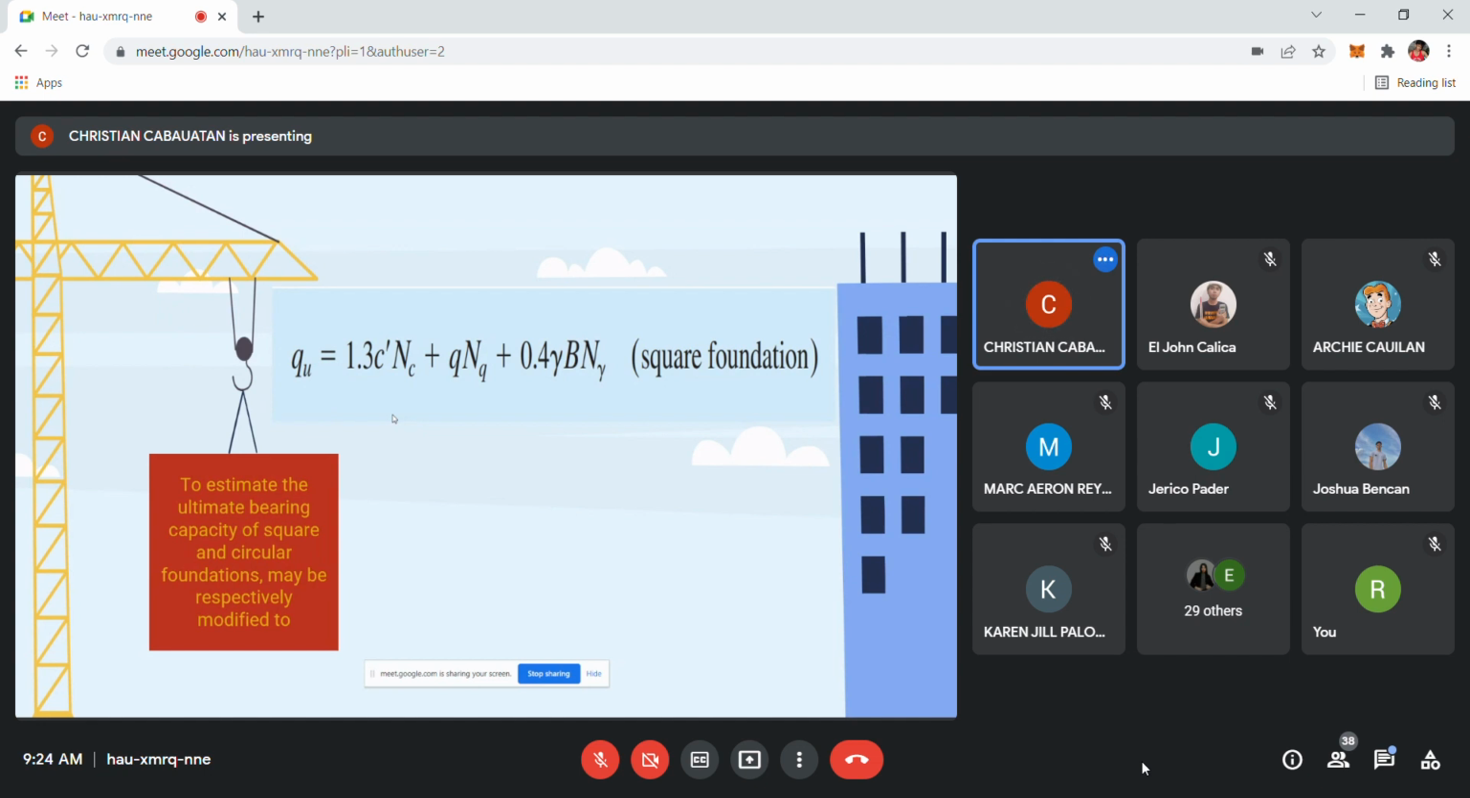Sa kanyang circular footing naman, the ultimate bearing capacity is equal to 1.3 cNc plus qNq plus 0.3 gamma B N gamma. So, si square footing, ang pinagkaiba niya lang ay yung coefficient ni gamma B N gamma, which is 0.4 kay square footing at 0.3 naman kay circular footing.